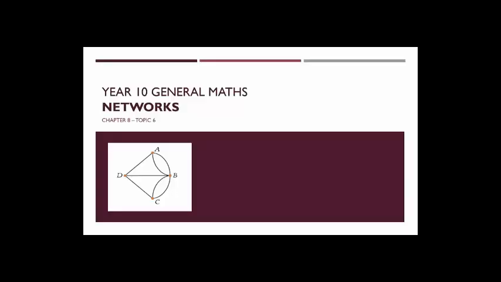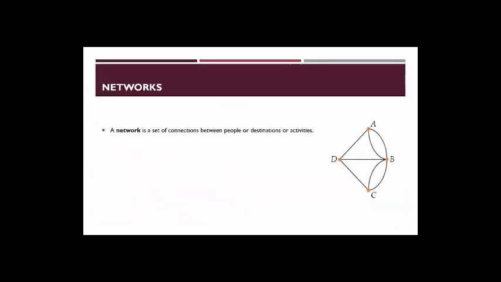One thing before I go on with my lesson, I would like to request you not to panic too much about the lessons. As a recollection of what we had learned, I will be talking about the network terms, definitions, and the matrix representation. Basically, a network is a set of connections between people, destinations, or activities, as we had discussed in our class.